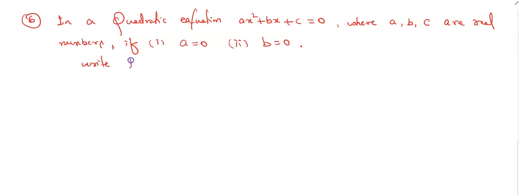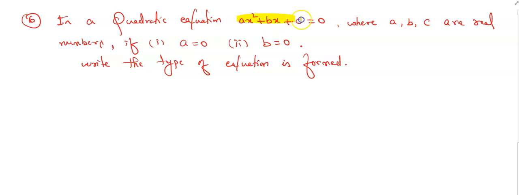Write the type of equation that is formed. See children, here the question is: in a quadratic equation ax square plus bx plus c equals 0, a, b, c are real numbers. In this equation, substitute a value as 0, then which type of equation is formed, they are asking you. If b equals 0, which type of equation is formed?